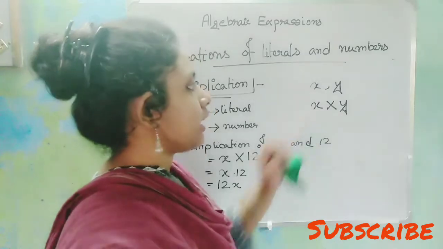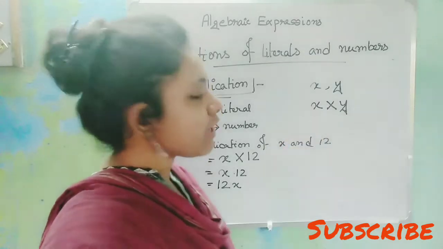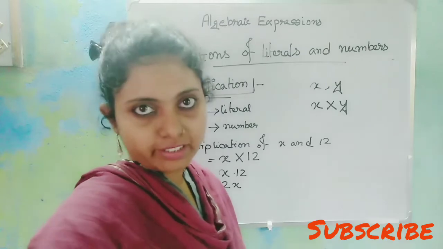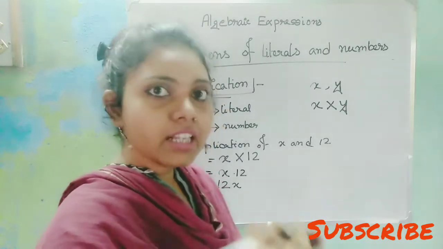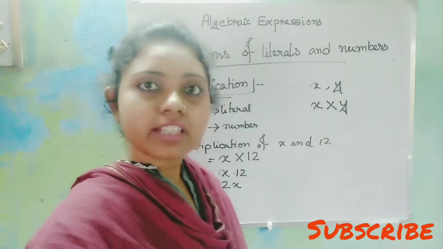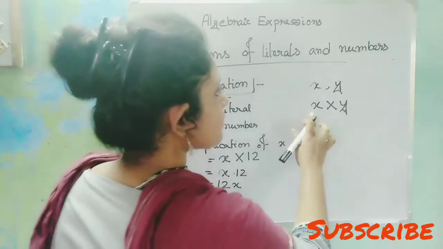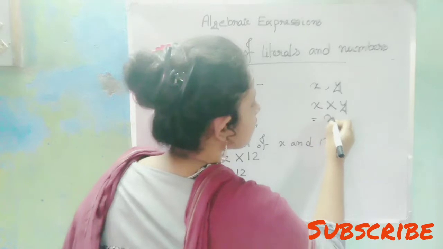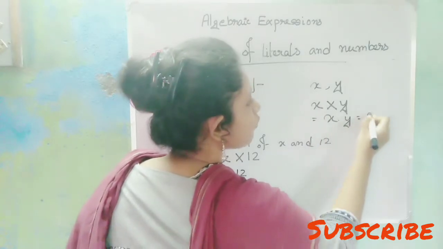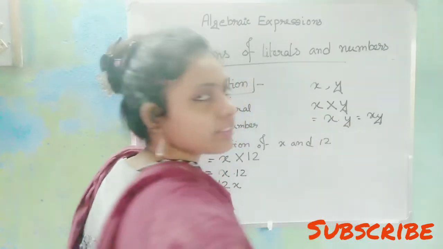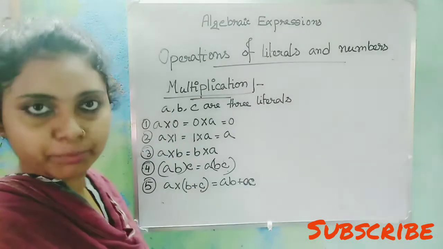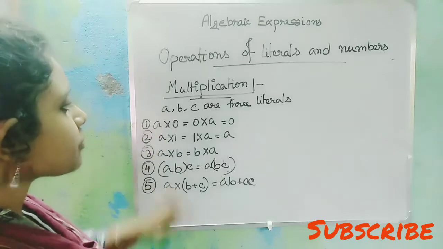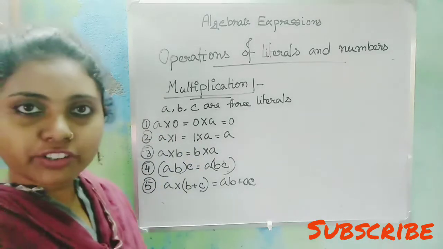See, x is a literal, y is also a literal, but the two literals are different. So we cannot multiply them. Only identical variables can be multiplied. So x into y equal to x dot y, or we can write it xy. Remember the properties of multiplication. See, a into 0 equal to 0 into a equal to 0.